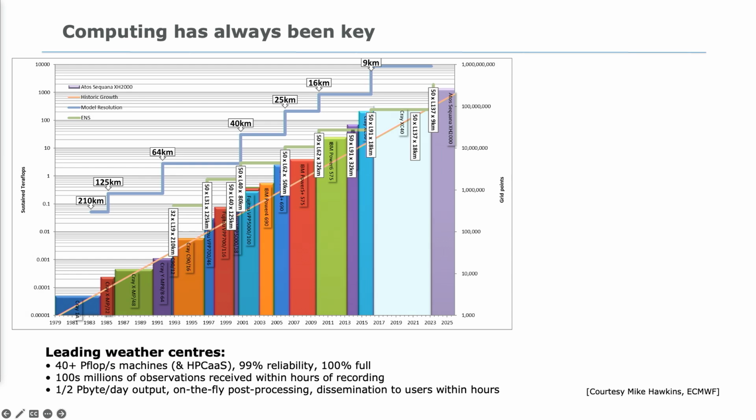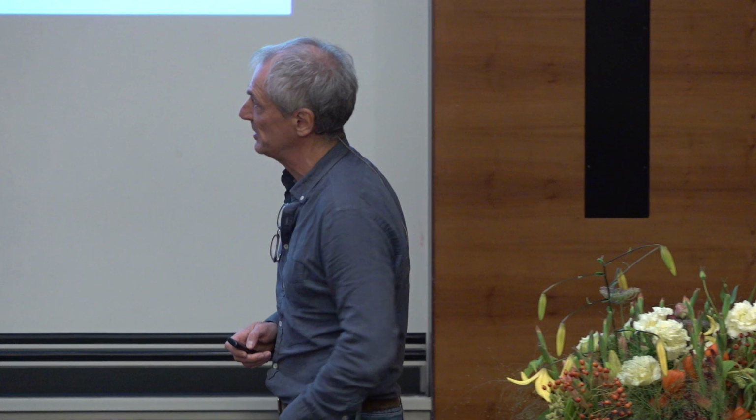So the leading weather centers right now run machines, kind of 40 plus petaflops, that's not bad. They need that almost all the time. So the reliability requirement is very high, and they're always full. If you buy the next bigger machine, that's bigger by a factor of 5, a month later it's full. I mentioned the 100 million observations per day, and we produce these days roughly half a petabyte per day output that needs to be on the fly post-processed and disseminated to users within hours. So it's all time critical.